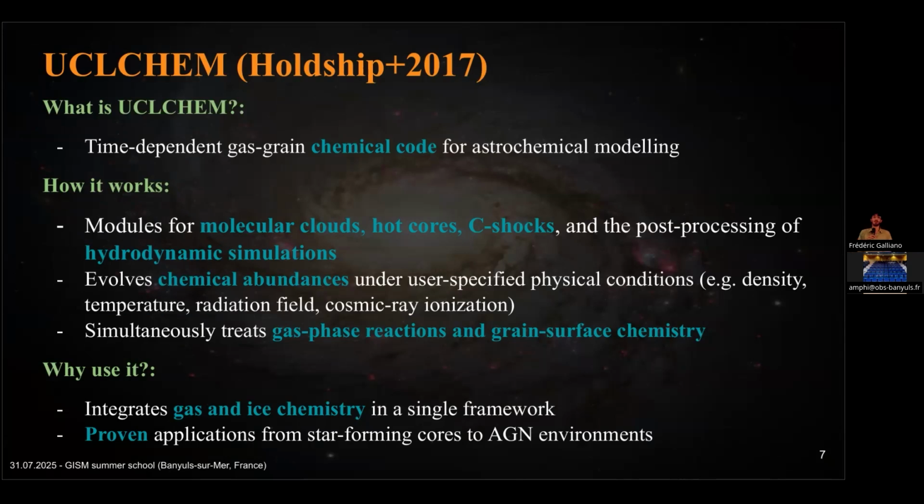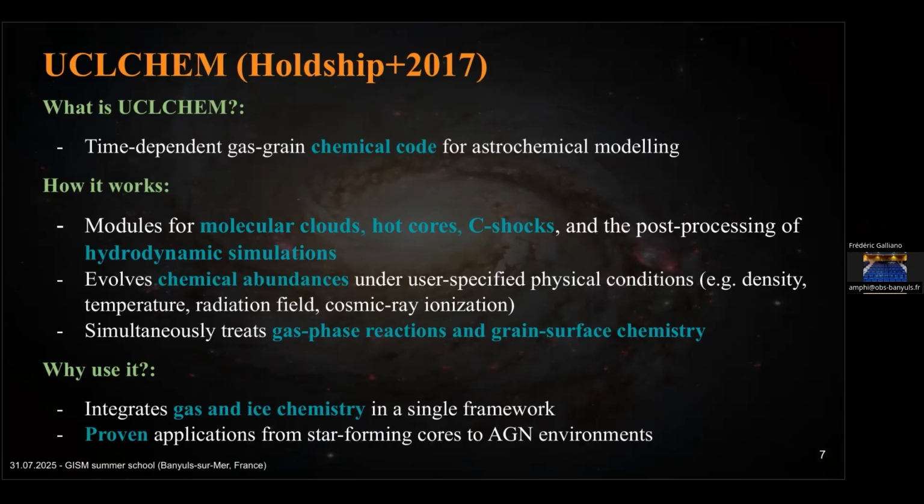So we're going to use the chemical model, which is called UCL-CHEM, and it's a time-dependent gas-grain chemical code. It has different modules for different environments, such as molecular clouds, hot cores, and shocks. And it enables the user to change the physical conditions and, combined with a chemical database such as UMIST, we are able to simultaneously treat gas phase reactions and grain surface chemistry, whether in 0D or in 1D.